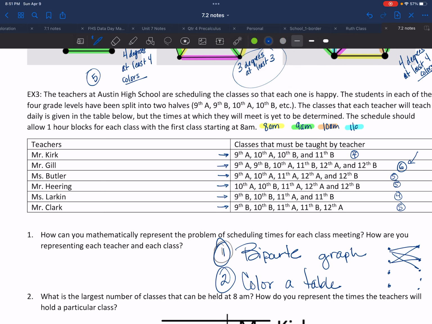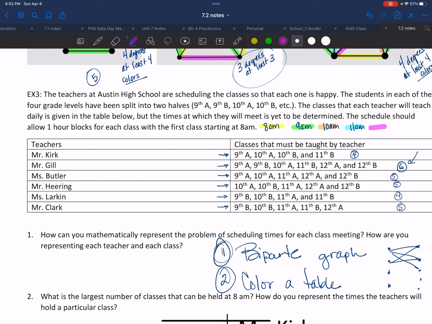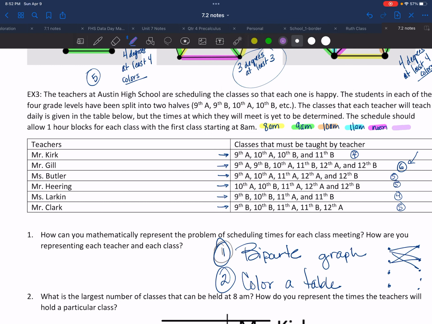So this would be 11 a.m. And then I'll go into, let's see here, magenta. That will be noon. 1, 2, 3, 4, 5. And then we'll pick up that new color, lavender, which is 1 p.m. Okay, now we're scheduling one right after another. We know in reality that there'll have to be lunch periods and breaks and time to change hallways and all that kind of stuff.